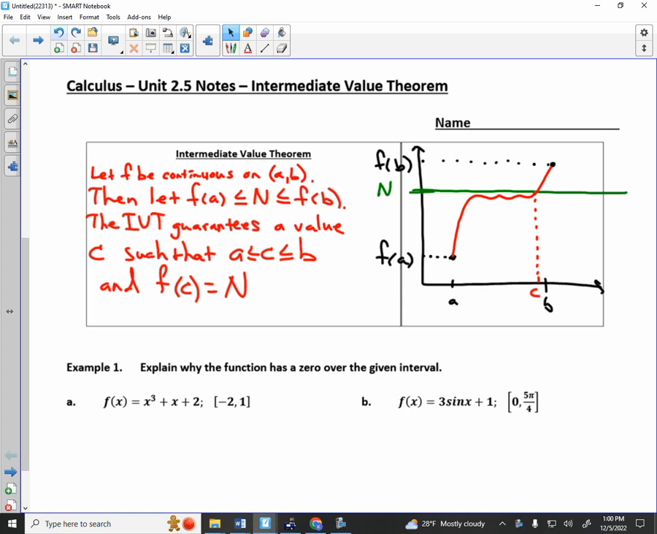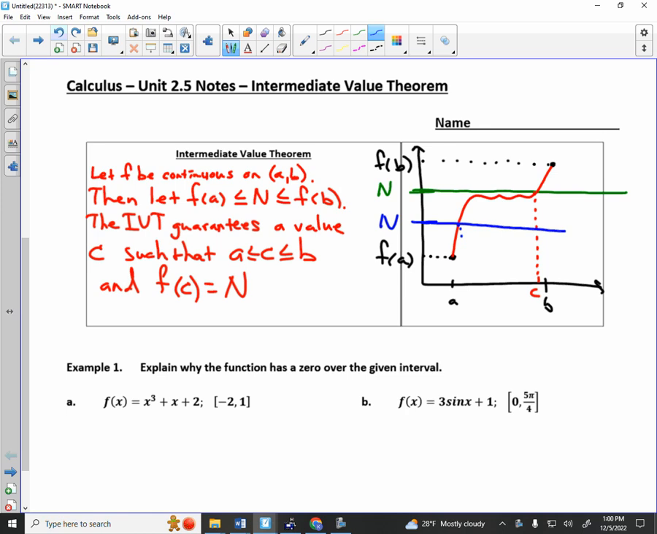Here's all it means, okay? n is between these two, agreed? So there's some x value, c, that sits between a and b, such that if you plug it into the function, you get that n value. Now, suppose you changed n. Suppose it was here. Well, then all of a sudden, your c value is there. Doesn't matter where you draw.